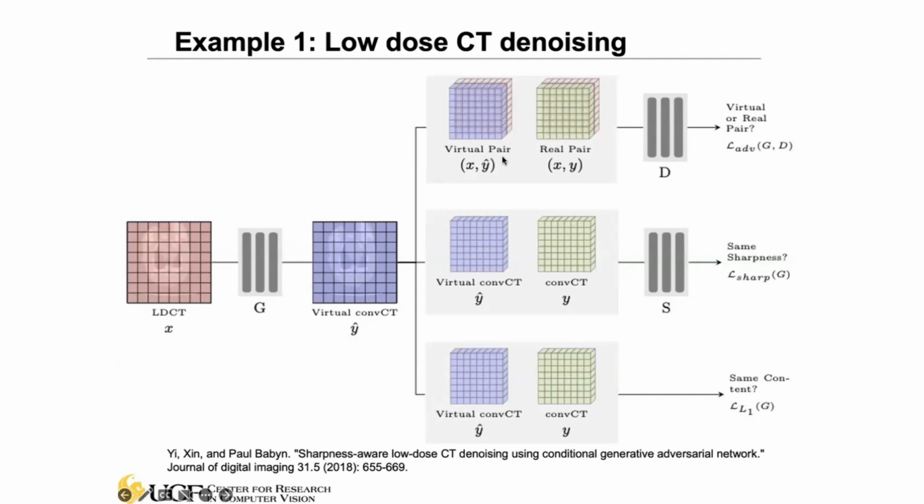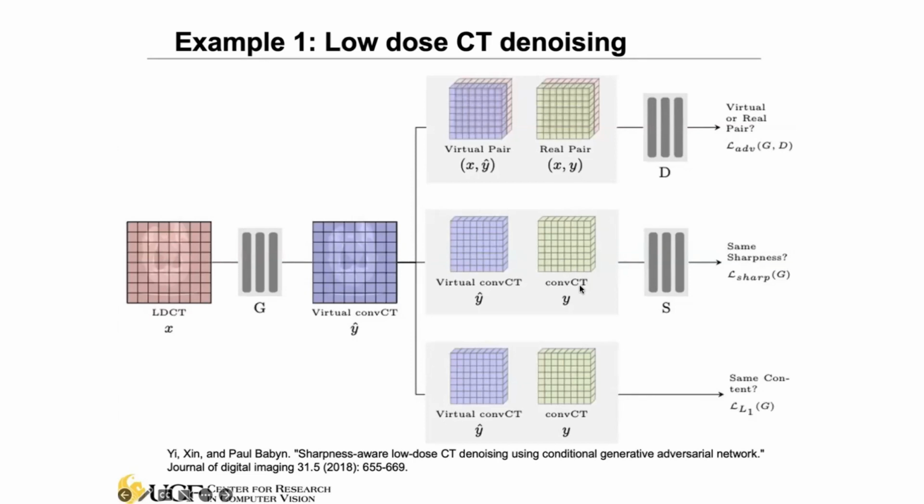You have the real pair, right? So you can have a real conventional image, and this is the generated image, y hat, and you can feed that into the conditional GAN, have the usual GAN loss. In addition to this usual GAN loss, they also have two additional ones, and one measures the sharpness of the image. Okay, so they have these two images, right?